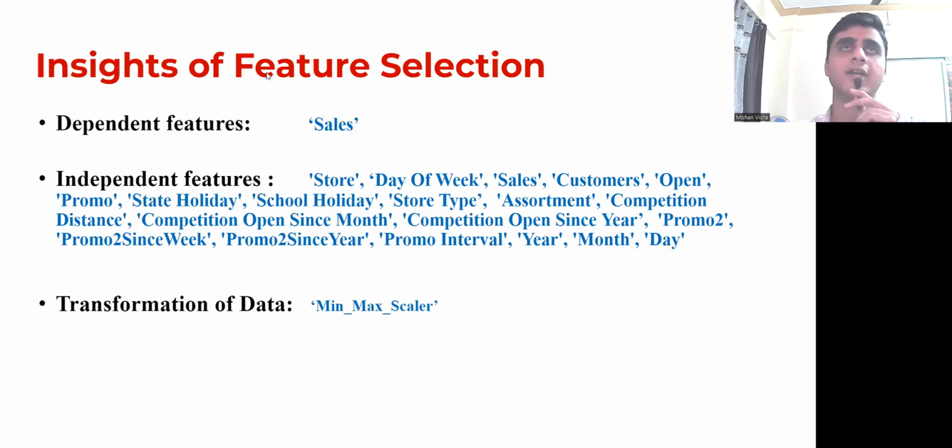Okay, so insights of feature selection. First, our dependent feature is sales, and the independent features are all except sales. We use transformation on this data by using Min-Max scaler.